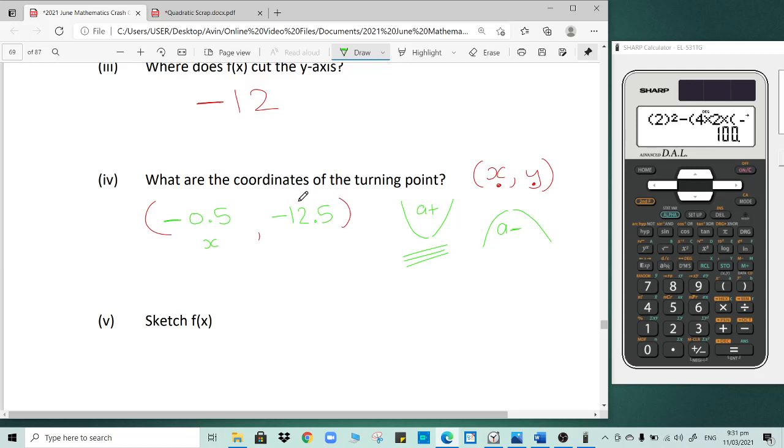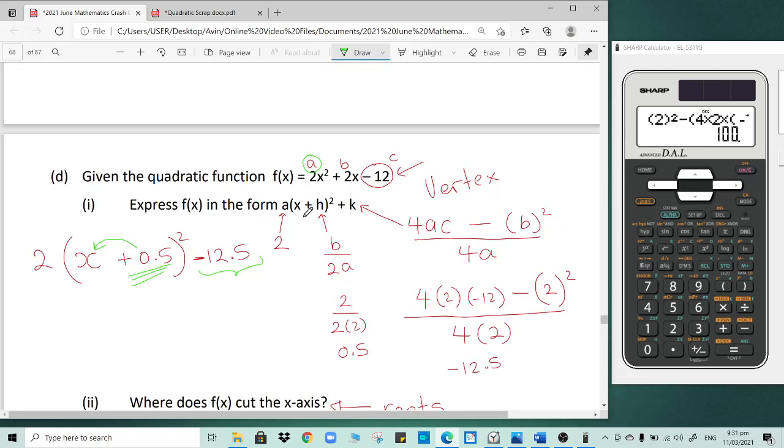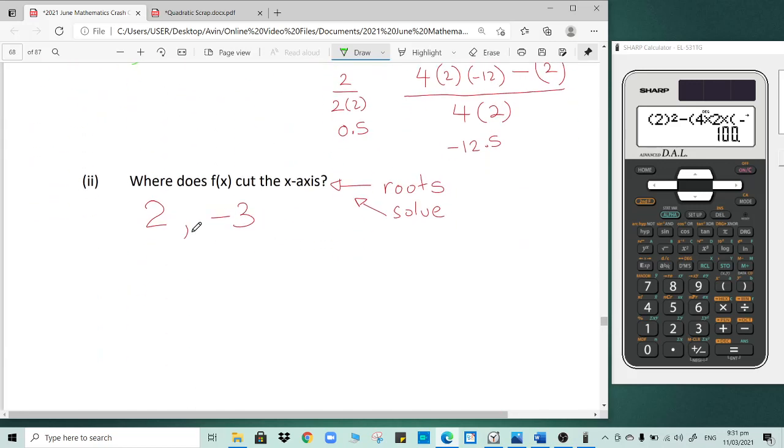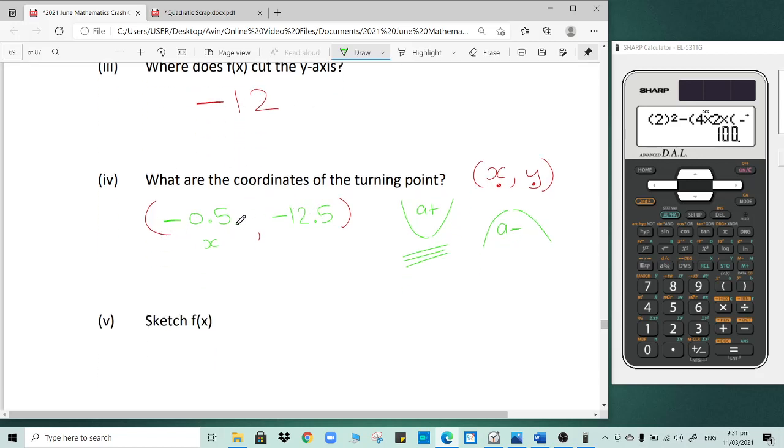Now I'm going to switch the screen. So I need you to write down a few things. Look at this. We know where it cuts the x-axis at 2 and minus 3. So write that down. I'm sure some of you were taking notes. We know where it cuts the y-axis. That's minus 12. Take that down. We know the lowest point, the turning point, because if it's a U-shaped graph, it will have a lowest point, and that's the coordinates of the lowest point there. This is the coordinates of the lowest point, and we know it's a U-shaped graph.